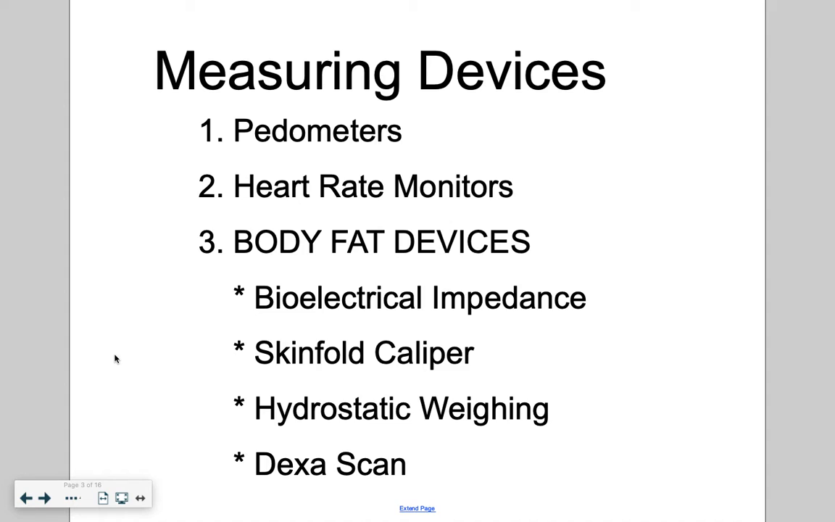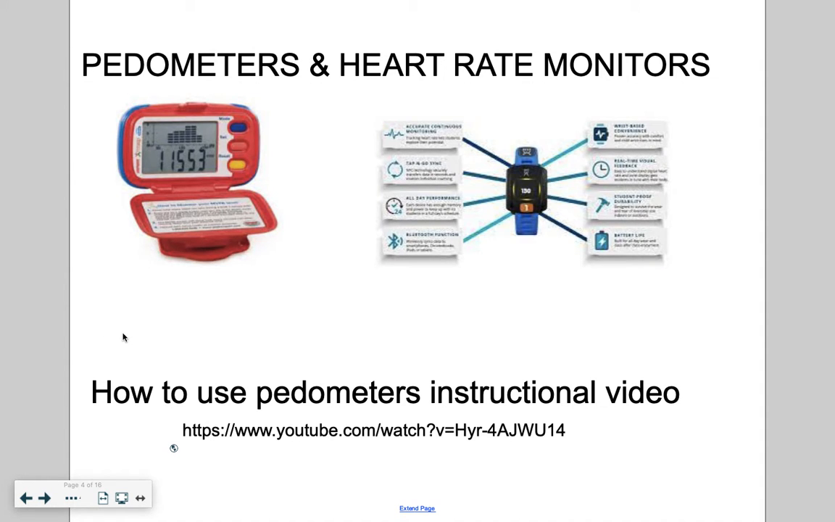The measuring devices we have are pedometers, heart rate monitors, and some different body fat testing devices, including bioelectrical impedance, skin fold caliper, hydrostatic weighing, and DEXA scan. With the pedometers, I don't use those currently, but I would like to start using them, because I keep a participation grade daily, 5 points a day, 25 points a week, and this would be a better systematic way to keep track of their participation. It tracks their number of steps.